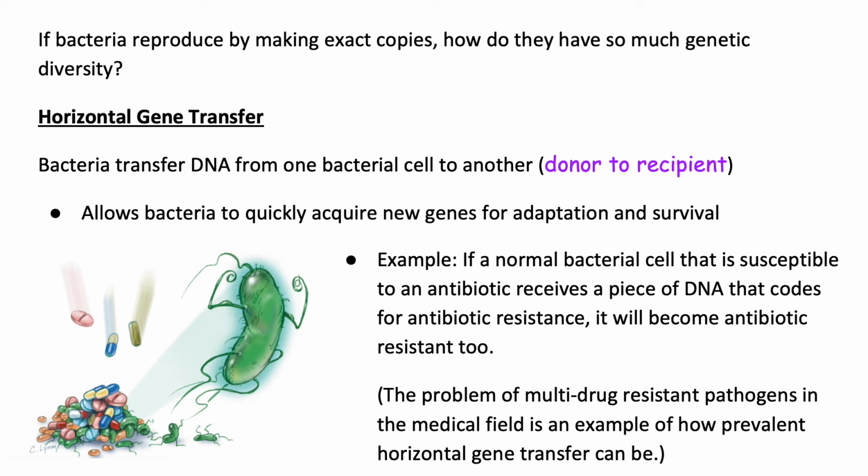So for example, if a normal bacterial cell that's susceptible to an antibiotic receives a piece of DNA that codes for antibiotic resistance, then it will become antibiotic resistant too. The problem that we see in hospitals and in the medical field, the problem of multi-drug resistant pathogens, is an example of how prevalent horizontal gene transfer can be. In this case, a gene is spread from a donor to a recipient to make that recipient also resistant to the antibiotics.